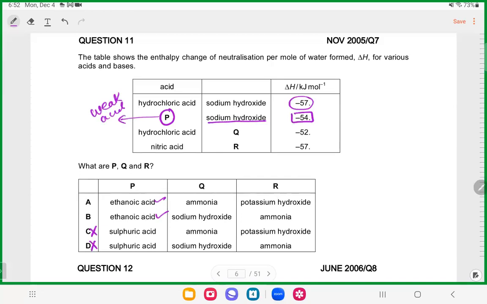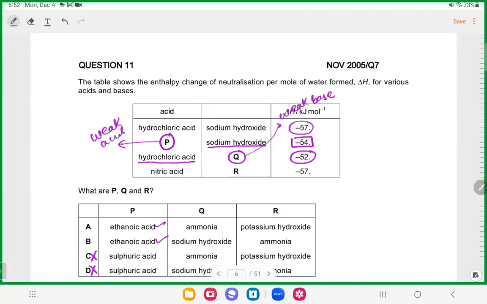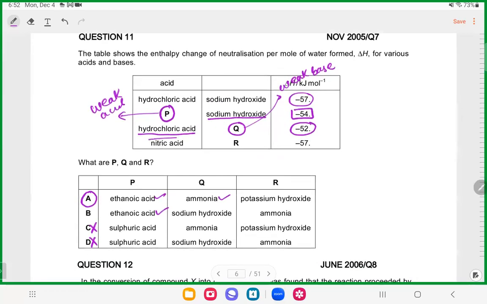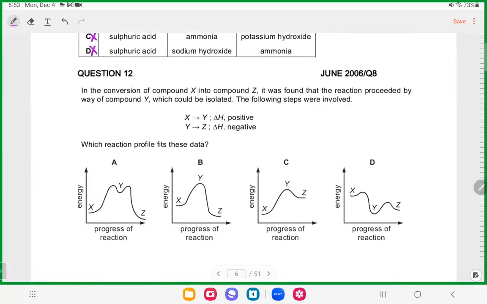The next part. Now they keep the same strong acid, but when enthalpy change further drops, it means that Q must be a weak base. Excellent. So it must be a weak base. And in the list, the weak base is ammonia or sodium hydroxide? Ammonia. So my right answer is A. Nitric acid is a very strong acid, and enthalpy change is minus 57. Again, the same. It means that R must be a strong base. And the strong base is potassium hydroxide. Group 1 or group 2 hydroxides are the strong bases.